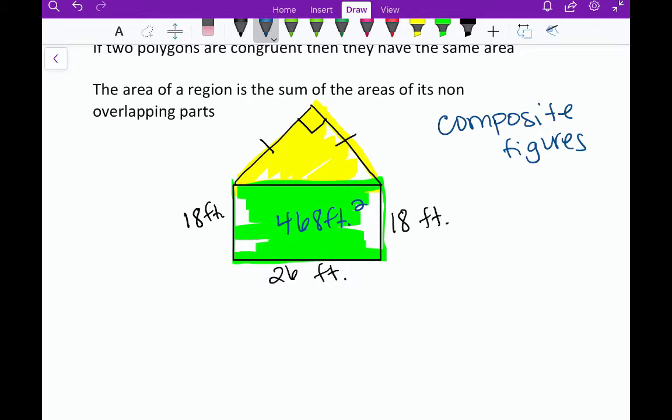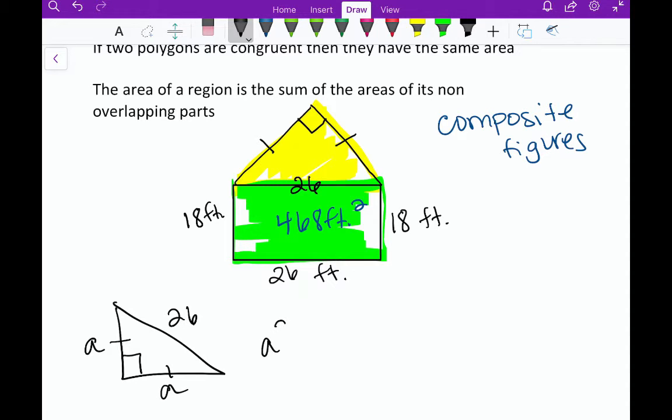Now I need to find the area of the triangle. Notice it's a right triangle, and notice it's an isosceles right triangle. And if this down here is 26, then this is also 26. So I can actually redraw this right triangle with the hypotenuse as 26, and these are congruent. So normally I would call that A and I would call that B. But because they're congruent, I can call this A. And now I can use my formula, Pythagorean theorem, A squared plus A squared equals 26 squared. And A squared plus A squared is 2A squared equals 26 squared.